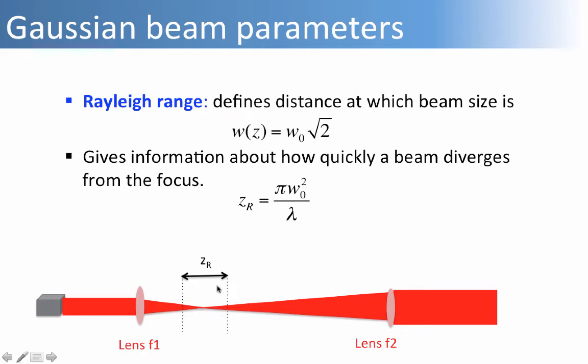So the Rayleigh range is this distance from one beam size to the other, one side of the focus to the other. What it tells us is how quickly a beam diverges. Imagine that the Rayleigh range is very long. That means that the beam size doesn't change much at all. The Rayleigh range is defined in terms of the spot size as pi times W naught squared over lambda.